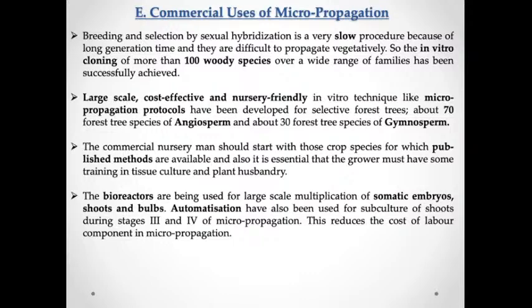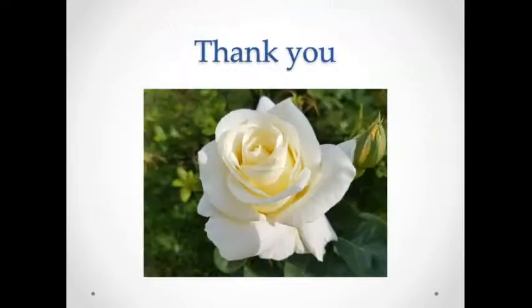Bioreactors are being used to multiply somatic embryos, shoots, and bulbs into higher amounts. Automation is also being done in the subculture of stages 3 and 4. So they are done automatically, done by machines. This reduces the cost of the labor component in micropropagation. So there are a huge number of advantages, as we can see.